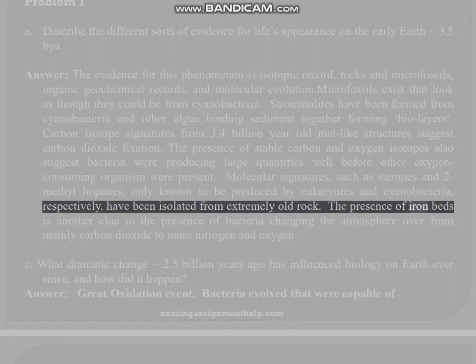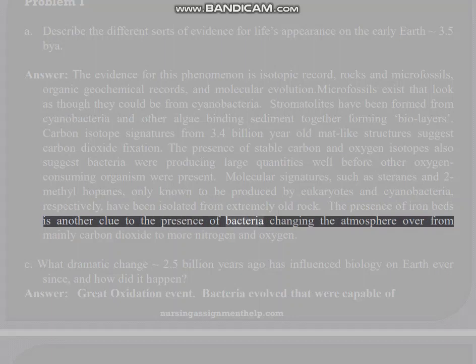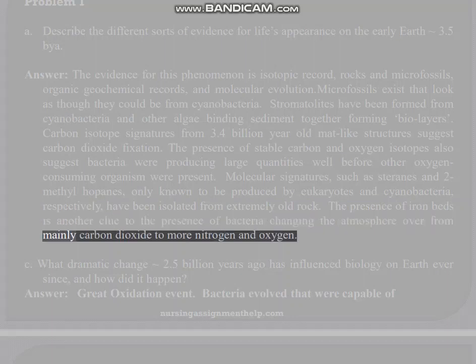The presence of iron beds is another clue to the presence of bacteria changing the atmosphere over from mainly carbon dioxide to more nitrogen and oxygen.